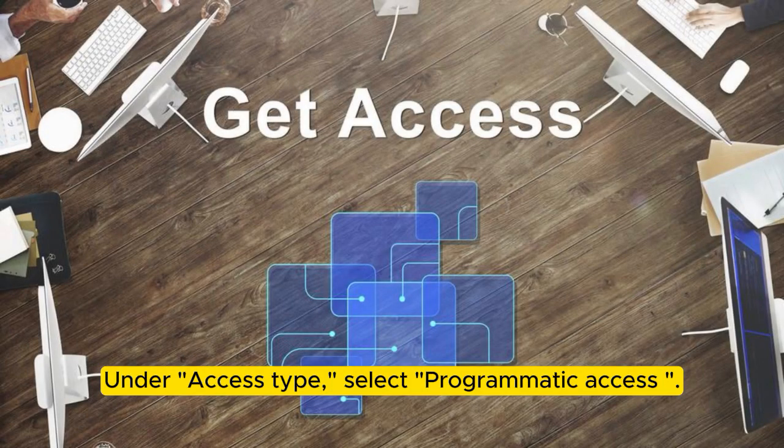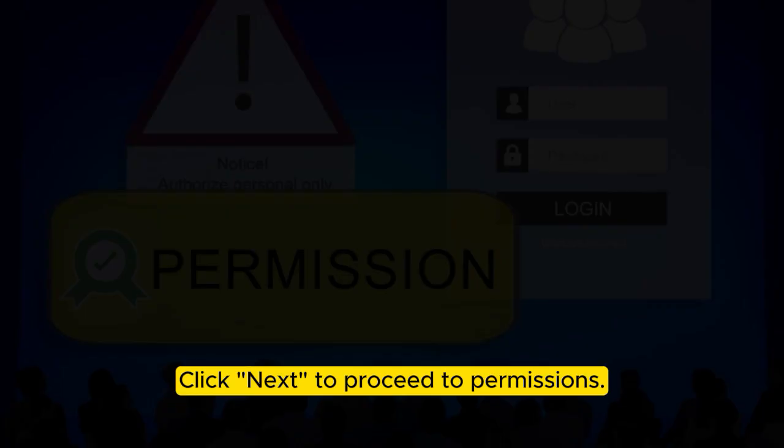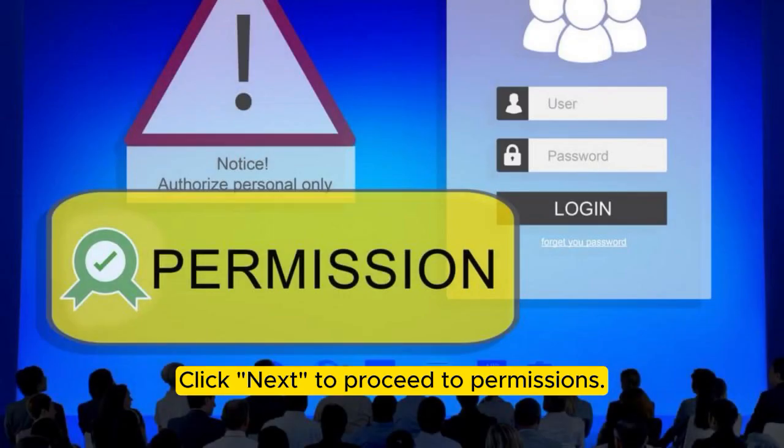Under Access Type, select Programmatic Access. This will generate an access key ID and a secret access key which you'll use to interact with AWS programmatically via APIs, SDKs, etc. Click Next to proceed to permissions.